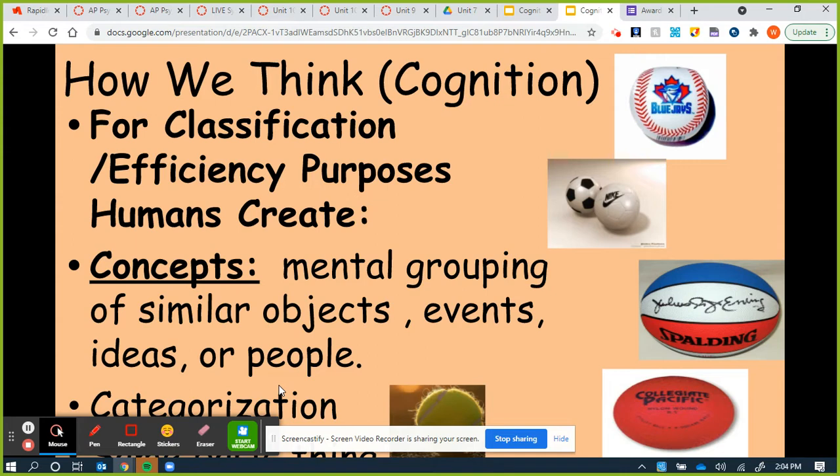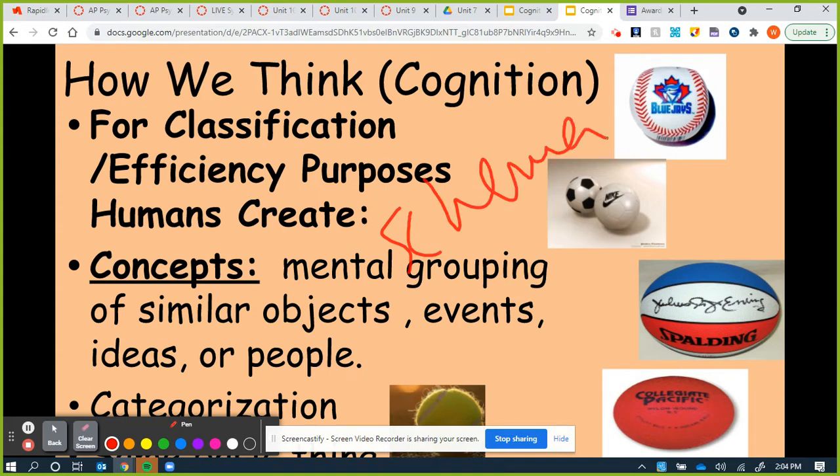We put things into what are called concepts, mental concepts, which are just groupings of things that are similar. A concept is essentially the same thing as a schema. So, the concept of ball, car, whatever.